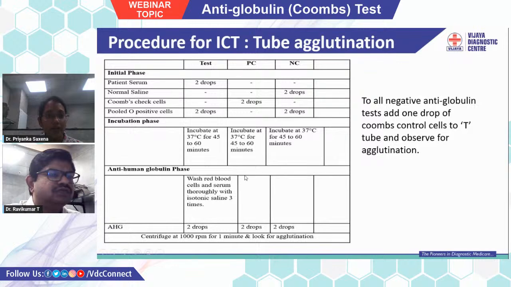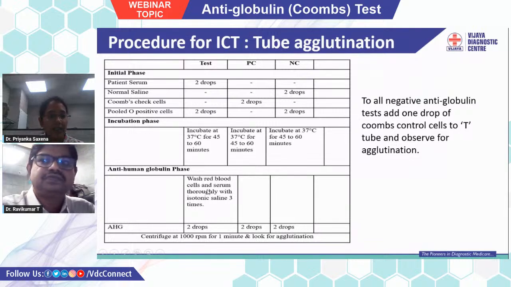Now the procedure of indirect Coombs test by tube agglutination method. In a similar way, we take 3 tubes: test, positive control, and negative control, and here we do it in 3 phases: initial phase, incubation phase, and an anti-human globulin phase. In the initial phase, we take 2 drops of patient serum in the test tube, 2 drops of normal saline in the negative control tube, and 2 drops of Coombs control cells in the positive control tube. And 2 drops of a pooled O positive cell sample are added to the test and the negative control tube. These tubes will be incubated at 37 degrees centigrade for 45 to 60 minutes.